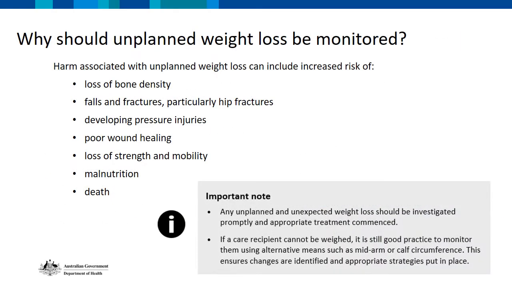A number of adverse events may occur as a result of unplanned weight loss in older people and have a significant impact on quality of life. Unplanned weight loss can lead to an increased risk of loss of bone density, falls and fractures, particularly hip fractures, developing pressure injuries, poor wound healing, loss of strength and mobility, malnutrition and death.